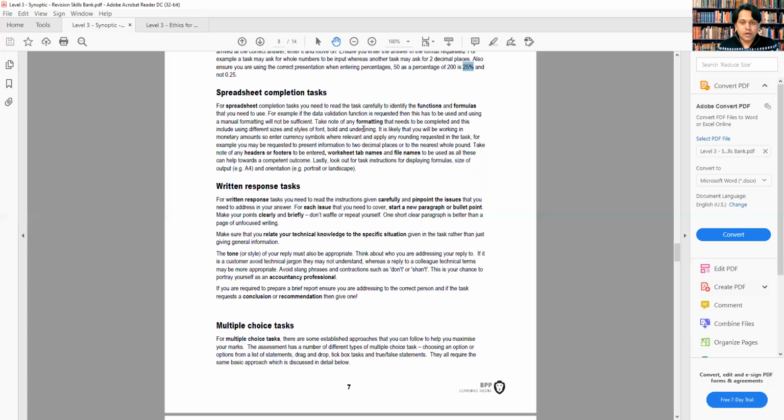Take note of any formatting that needs to be completed, and this includes using the different sizes and styles of the font. Bold and underline are very important. When you read the question, sometimes it can say make it bold, make a bracket, make a box, make a color. So with this type of small thing you have to be careful, because you might forget to make it green if it is positive, make it red if it is negative, then make the background yellow. This type of thing will be told to you in the question.